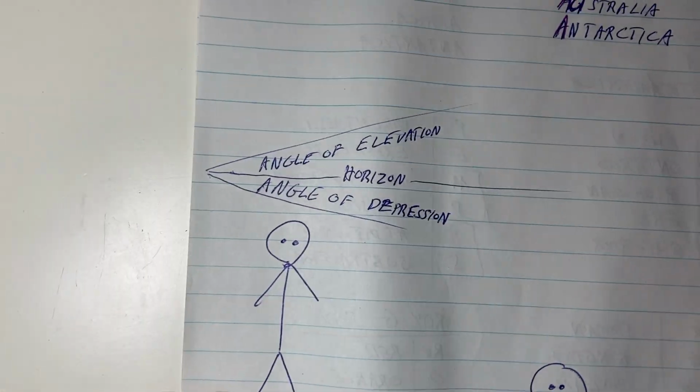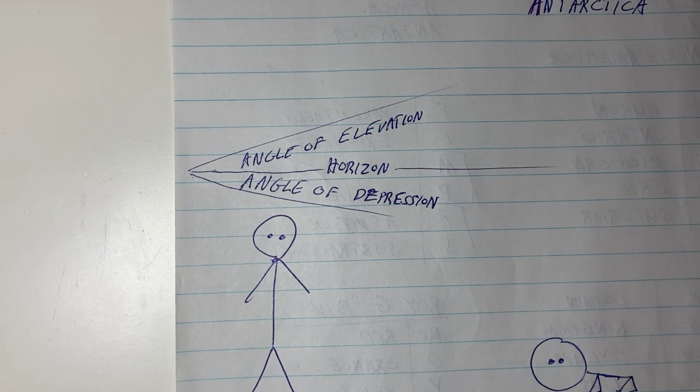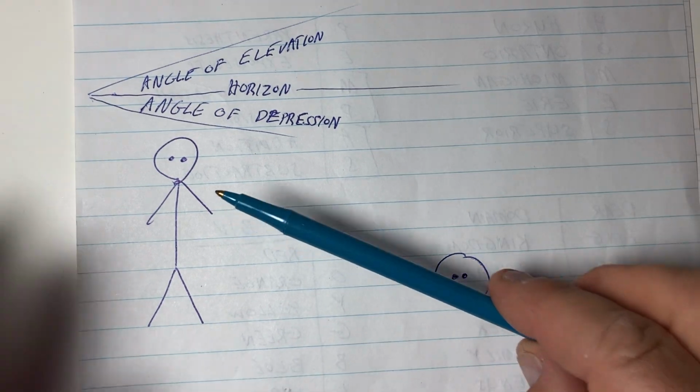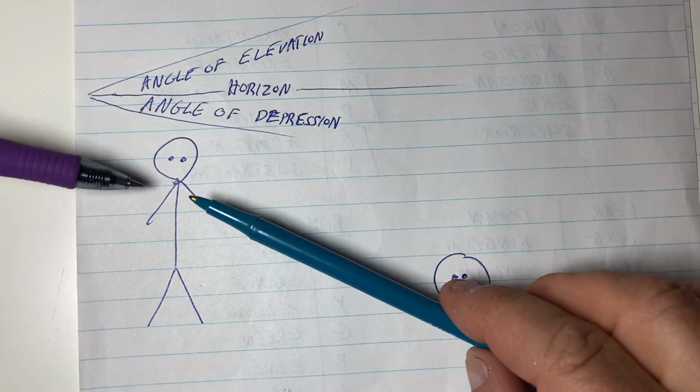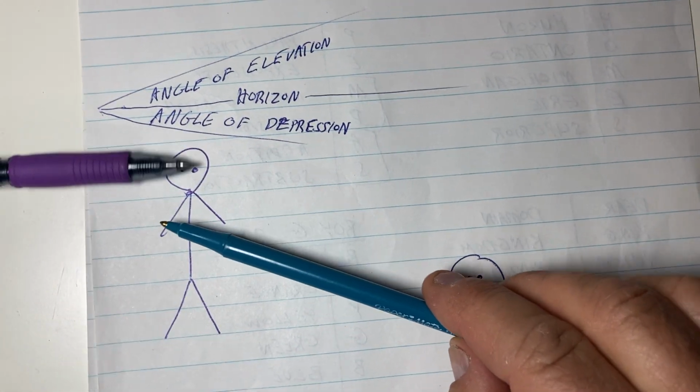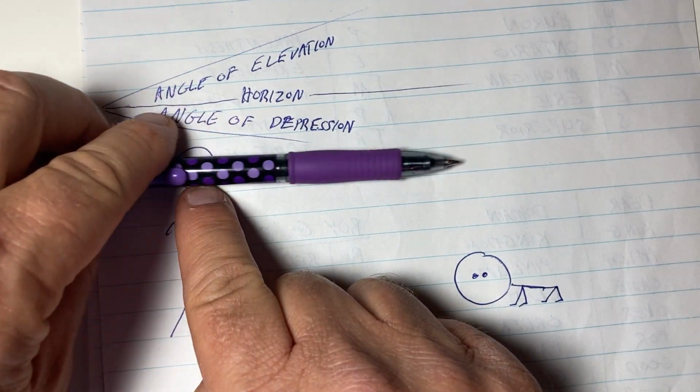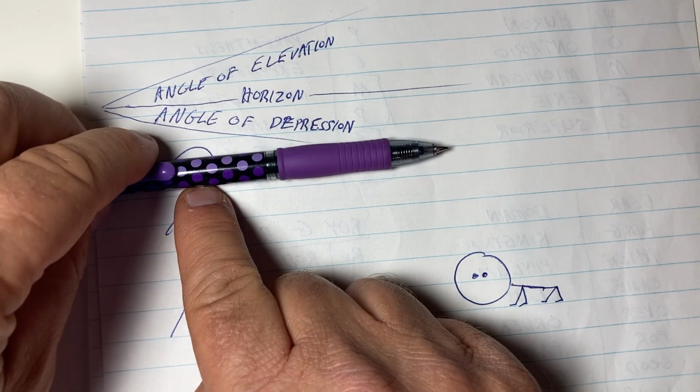Let's talk about these horizons. So here's a person, a beautiful Picasso would be proud. Oh, your art teacher would be proud. Here's a person. This is their eyeballs. This is their horizon right here. That's their horizon line, right where their eyes are.